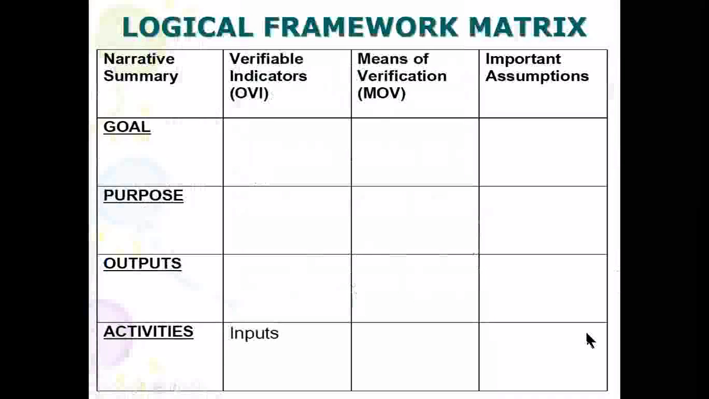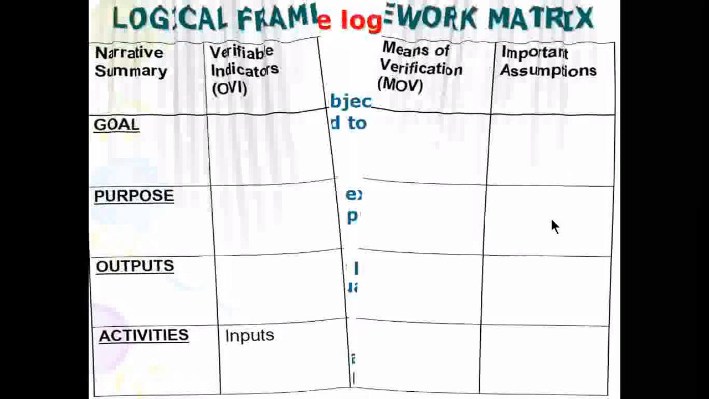So the logical framework matrix looks like this. This is the format where on the relative summary you've got goal, purpose, output, and activities. And then you've got verifiable indicators, the means of verification, and important assumptions. We'll see how this can be done later on.